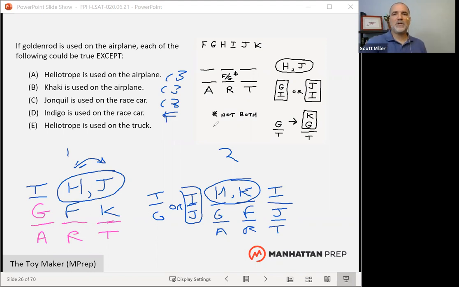Each of the following could be true except A, B, C, all could be true. D is the one that must be false, cannot be true. So that's my correct answer. So again, even with this kind of complicated question, still look at how fast we can work through the answer choices.